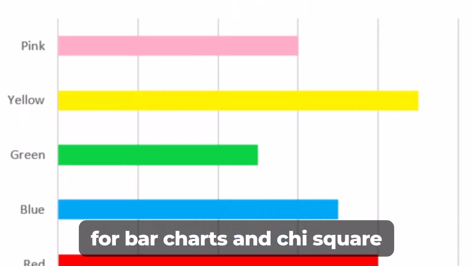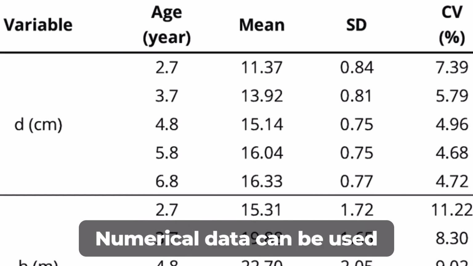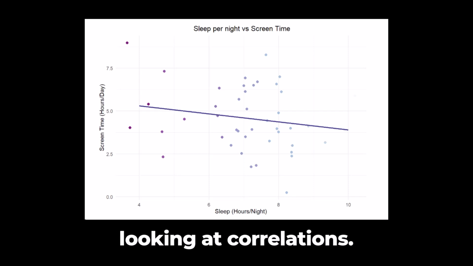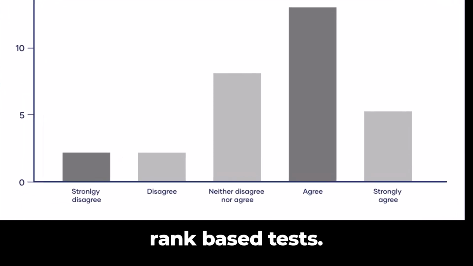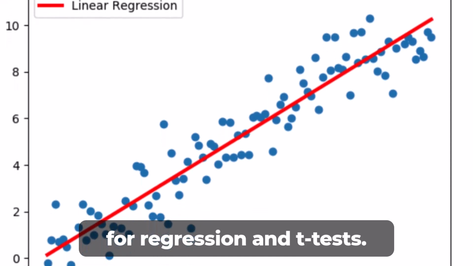Categorical data can be used for bar charts and chi-square tests. Numerical data can be used for calculating means, or creating histograms, or looking at correlations. Ordinal data can be used for calculating medians and rank-based tests. Continuous data can be used for regression and t-tests.